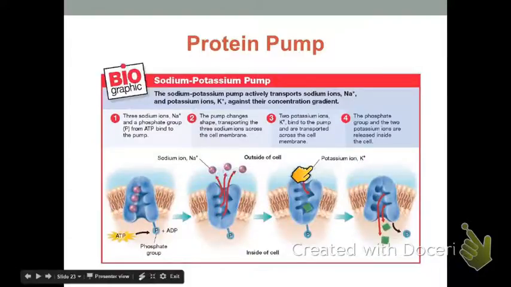Vice versa, the potassium ions will then enter the cell, and it will be able to activate it and move inside the cell. So this is really important when we're talking about muscle twitches and how muscles work. The sodium-potassium pump is a really important protein pump when dealing with muscle control and how muscles fire, etc.